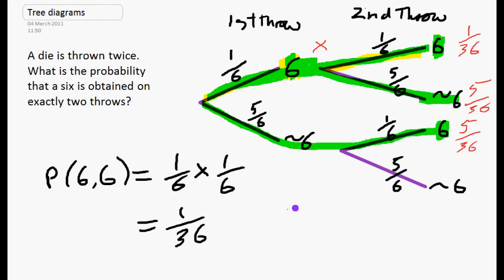So the probability of at least one 6 equals 1 over 36 plus 5 over 36 plus 5 over 36. So 1 plus 5 plus 5, that is 11 over 36.